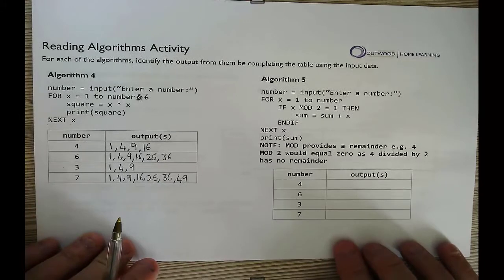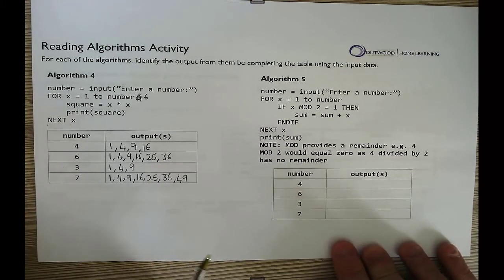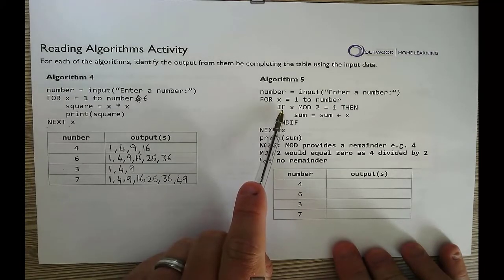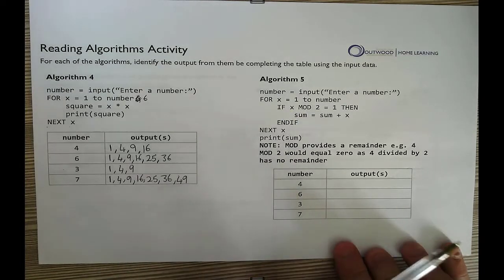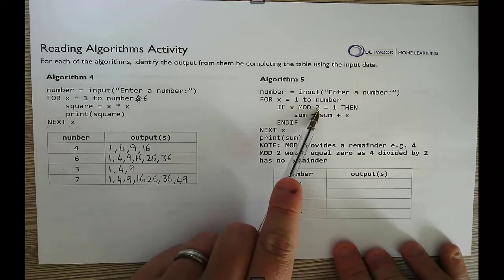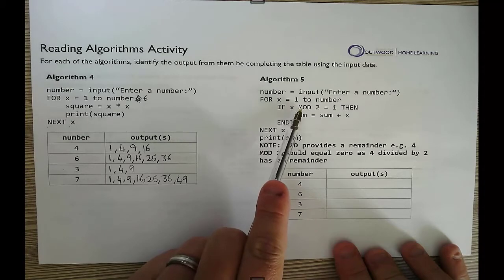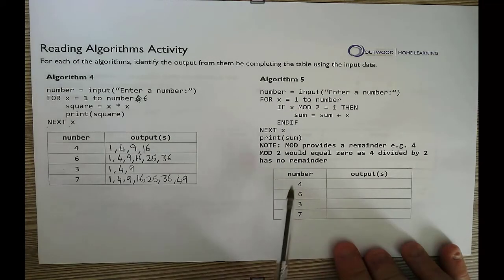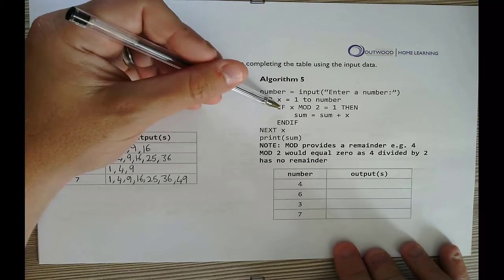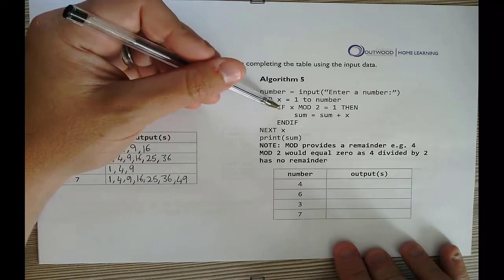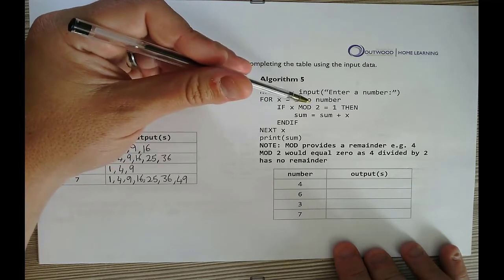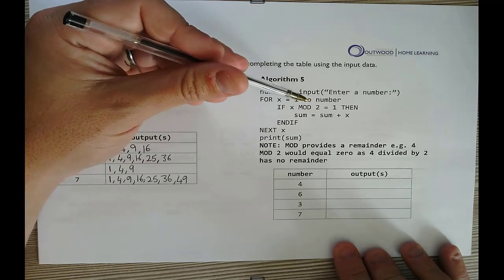Right, algorithm number 5 then. So very similar in a lot of ways. The loop works in exactly the same way. The difference here is we've got an if statement as well. So we've got if x mod 2. What mod does is it divides the first value by the second value and gives a remainder. So if the number was 4, so for x equals 1 to 4, x starts as 1. So if 1 mod 2, 1 divided by 2 would give the answer 0, remainder 1. So it gives the remainder, only the remainder. So it gives the answer 1.